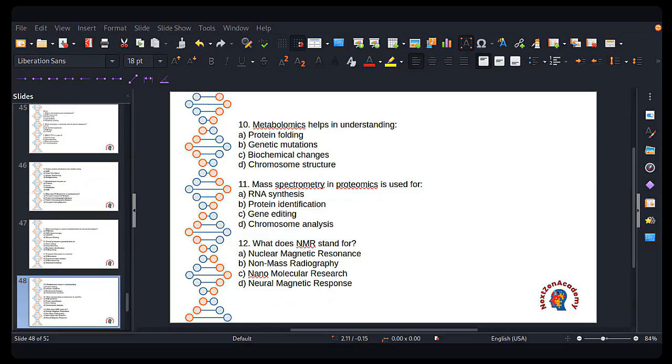Metabolomics help in understanding what? Protein folding, genetic mutations, biochemical changes, chromosome structure. So answer for the 10th question is C. Biochemical changes. Okay. Now, mass spectrometry in proteomics is used for what? RNA synthesis, protein identification, gene editing, chromosome analysis. So these are used for protein identification.